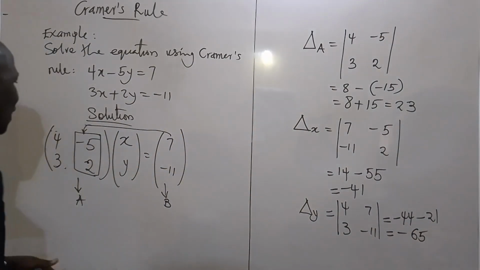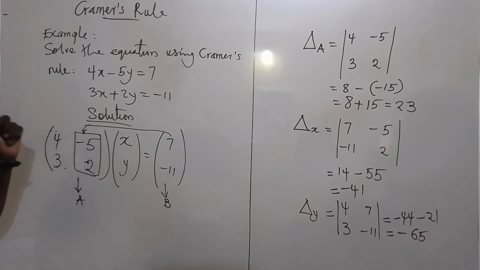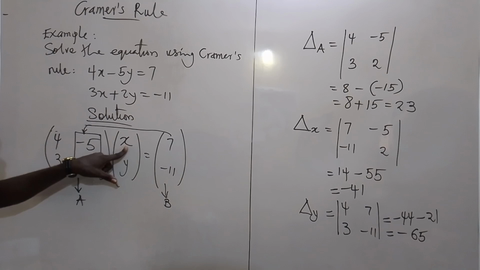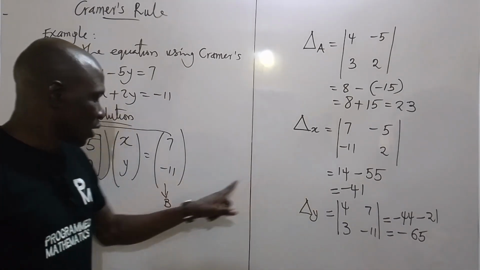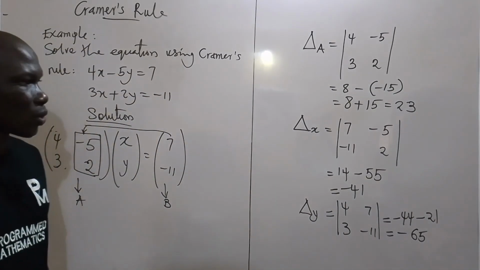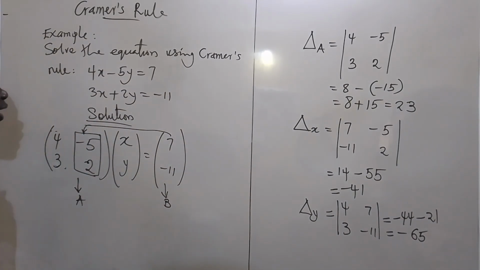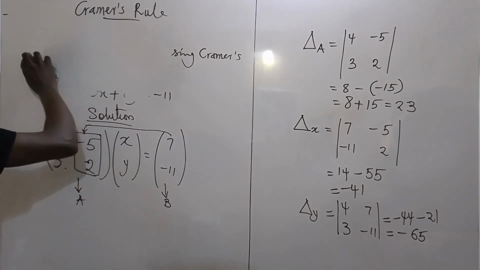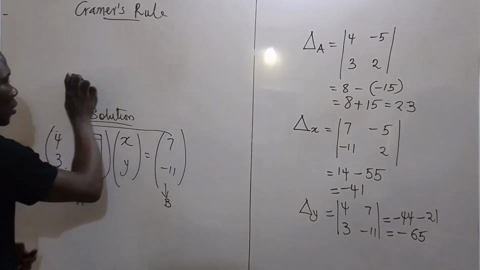Now we have the three determinants we need: the determinant of the matrix of the coefficients, the determinant corresponding to x, and the determinant corresponding to y. The next thing we do is calculate the values of x and y simply by dividing.